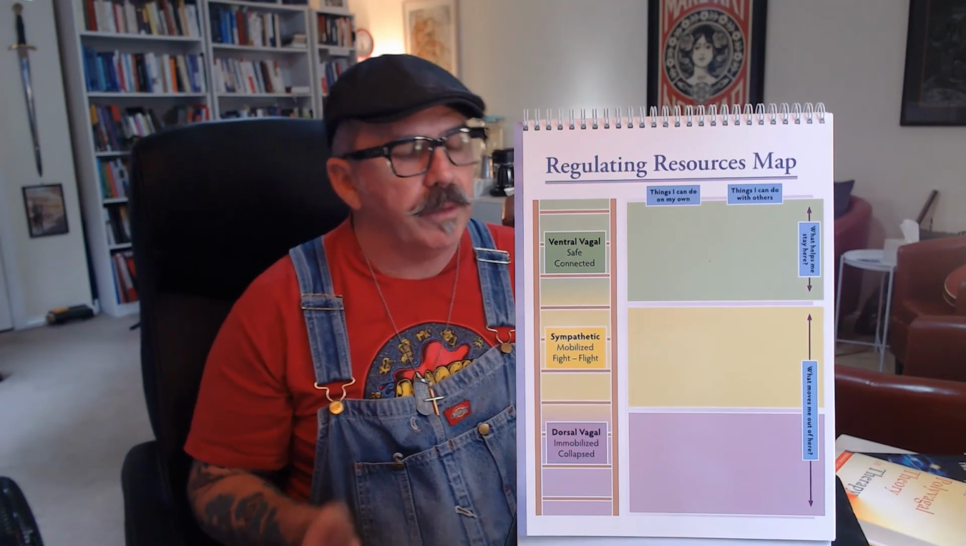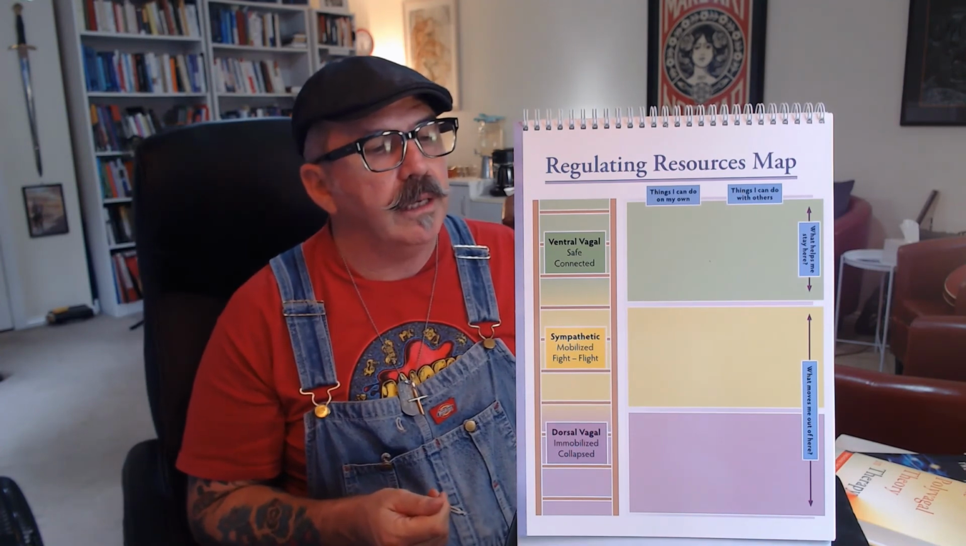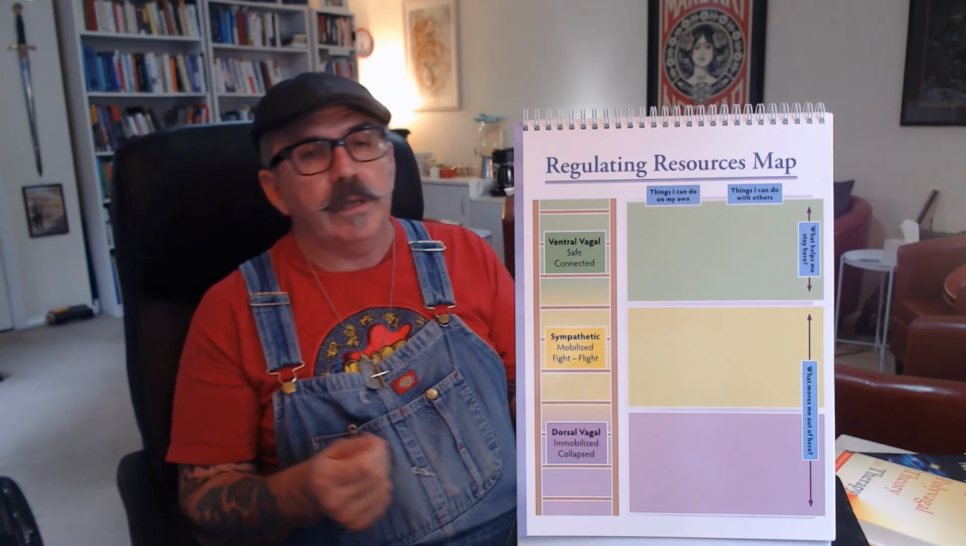The directions for completing. Have your client choose two colored dry erase markers, one for the left and one for the right side of the map. This creates a clear picture of balance and imbalance between the two regulating categories. Begin with the survival state that is most familiar to your client, sympathetic or dorsal vagal, and map both individual and interactive resources for that state. Then move to mapping the other survival state and then the ventral vagal state.